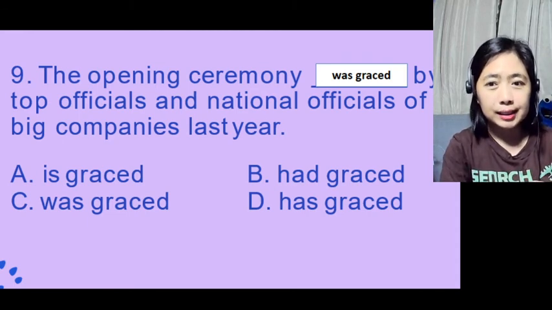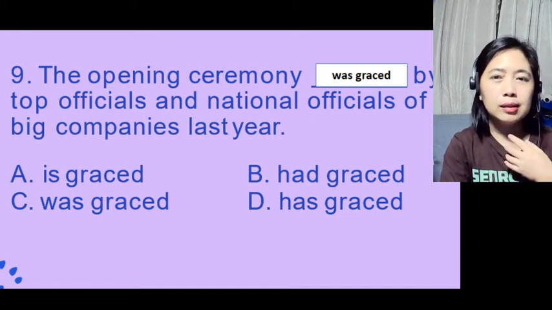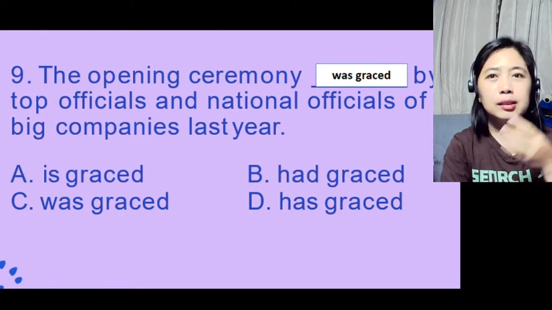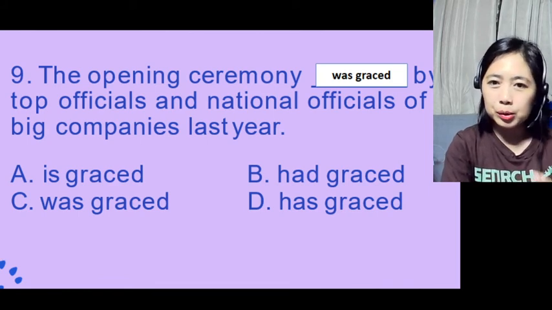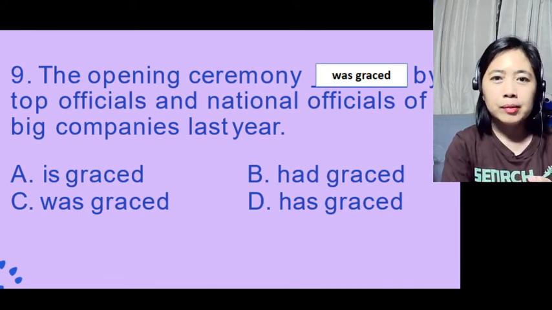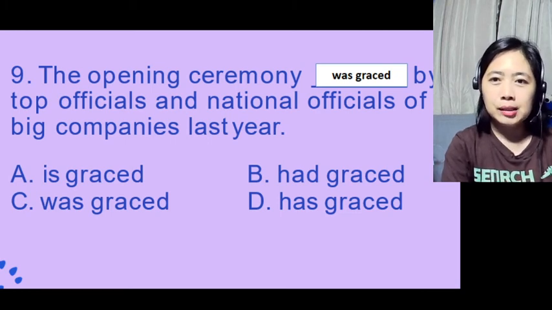So graced. We only have to check why it is was and why not is here. It is basically with the presence of the last year. So last year, it already happened in the past, so that's why we use the simple past as well, was. We use was, not were. It doesn't have were here because the subject is a ceremony, so only singular. So was graced, because it's in the last year.